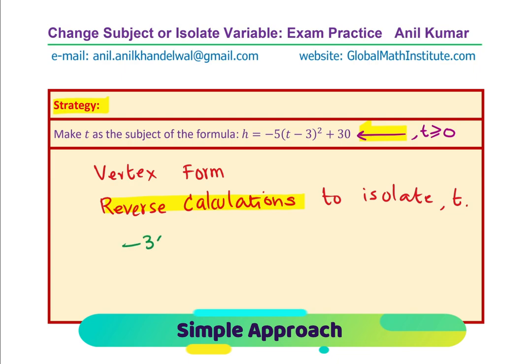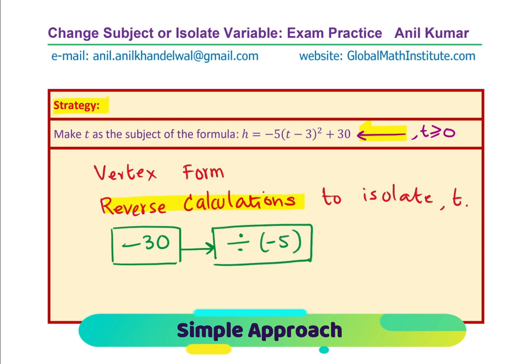take away 30, right? And once you do that, this is the first operation. And then you have to divide by minus 5. And then you have to square root. And that is how you will get what t is. So we have fed in the height itself and done the reverse calculation to isolate t. That is what it really means. You get the concept, right?